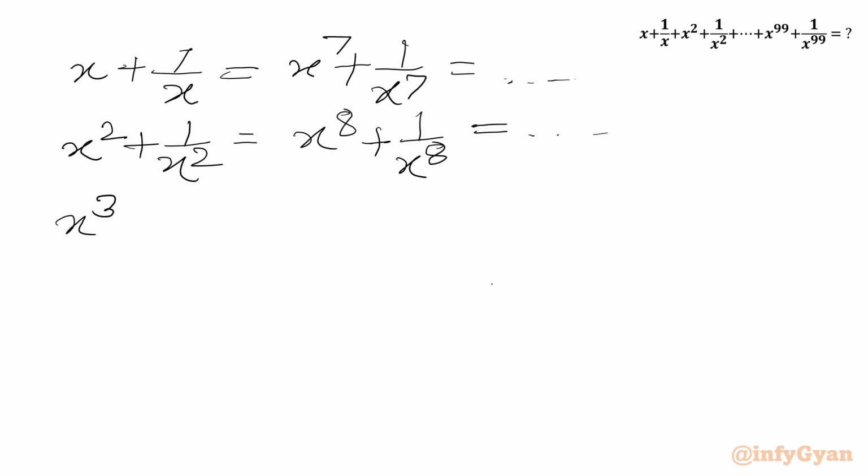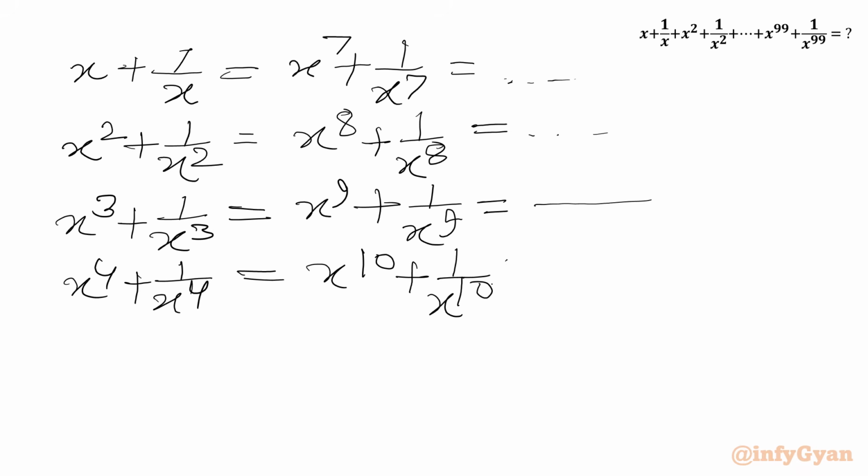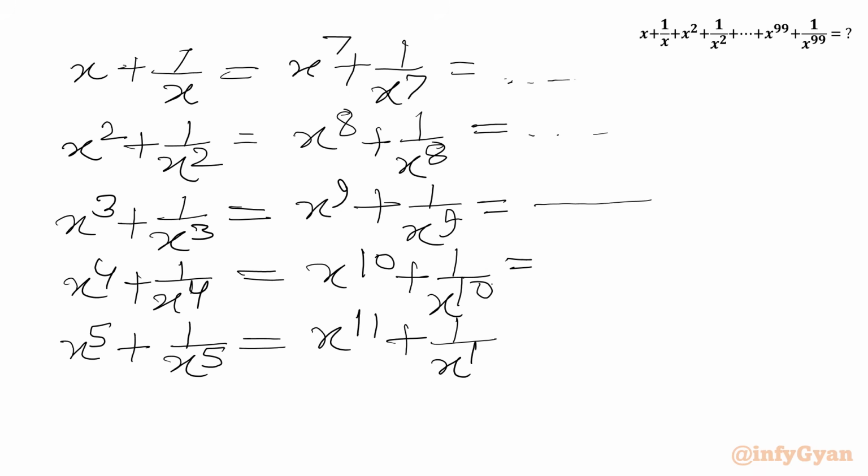Now we will write the x cube plus 1 over x cube value. This will be equal to x power 9 plus 1 over x power 9, and so on. Similarly, x power 4 plus 1 over x power 4 would be the same as x power 10 plus 1 over x power 10, the same as x power 16 plus 1 over x power 16. In the same way, x power 5 plus 1 over x power 5 will be the same as x power 11 plus 1 over x power 11, the same as x power 17 plus 1 over x power 17, and so on.